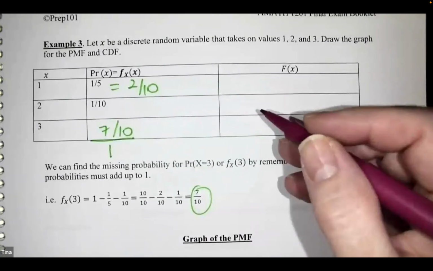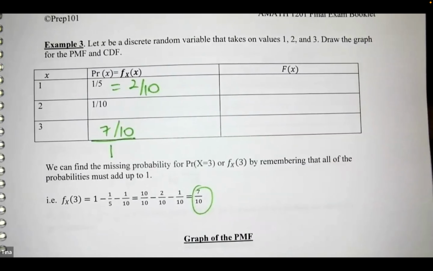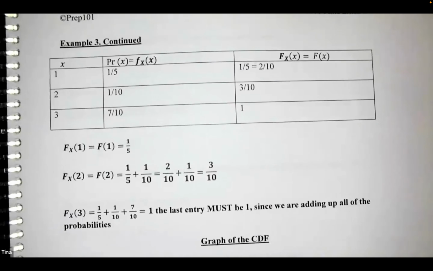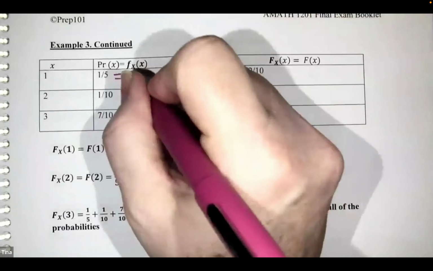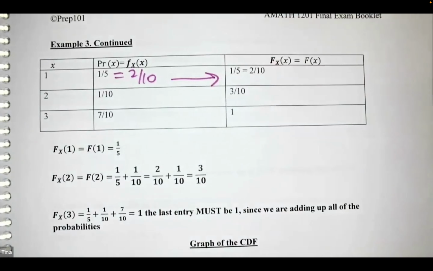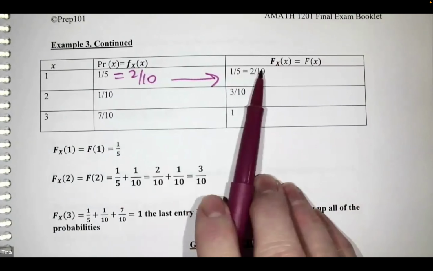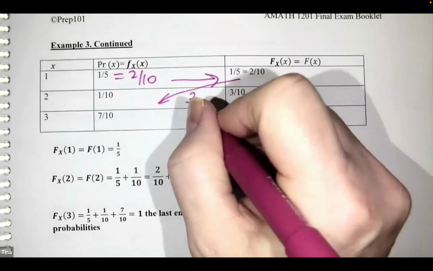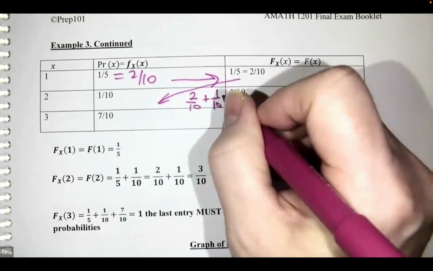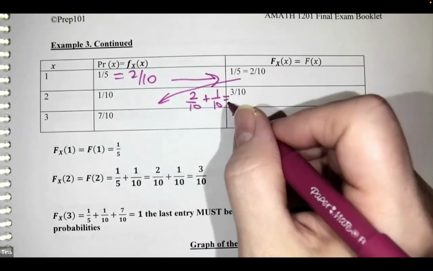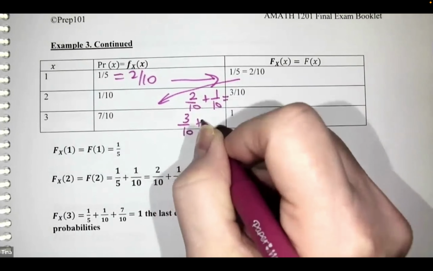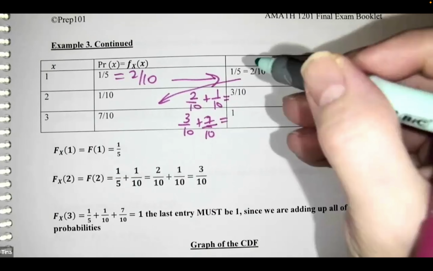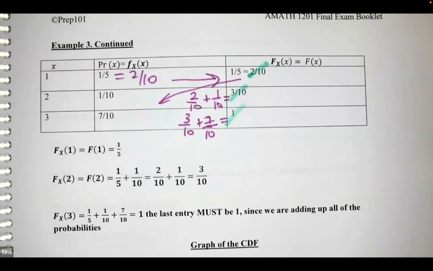If we want to accumulate our values here, then we've got to add them up as we go down our chart. If you take a look here, I put it in for you. For the first number, there's nothing to accumulate because there's nothing before it, so it just gets copied down. But after that, I have to add the next number. So I take my 2/10 and add the next 1/10 and I get 3/10. Then I take the 3/10 and add the next number, which is 7/10, and I get 1. So these values are the cumulatives.